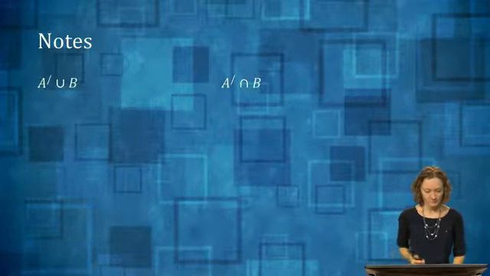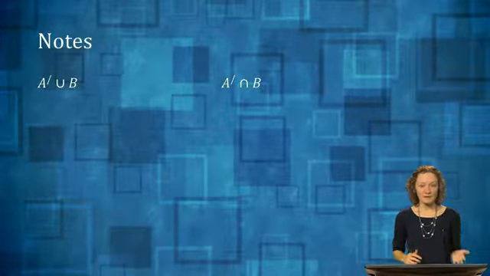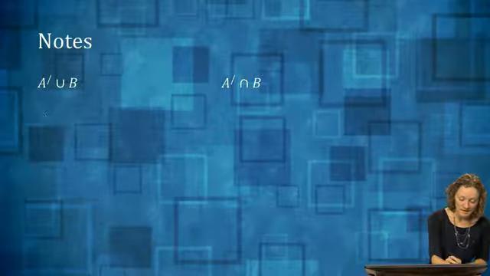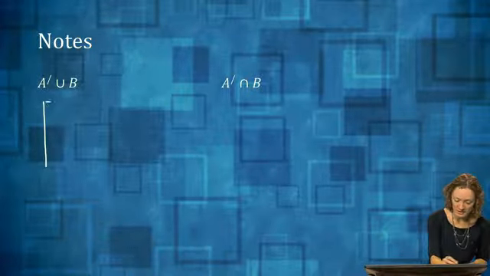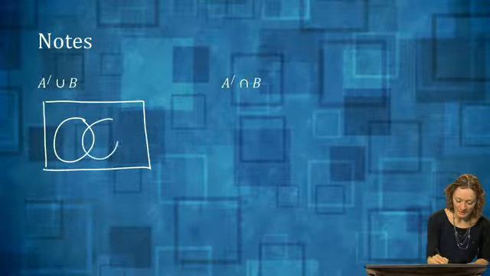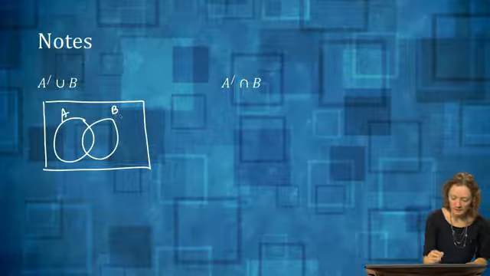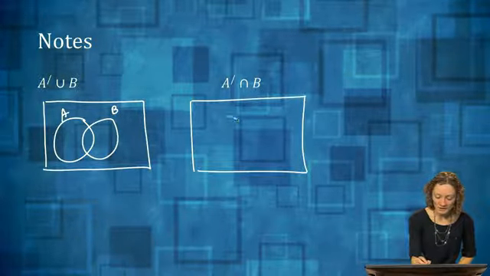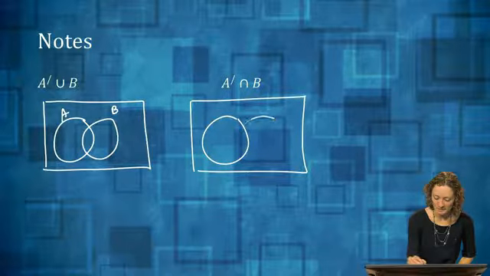And a couple more. What if we had A complement union B? So the union means that everything from both is going to be shaded. So this is my final answer. This will be my final answer. A, B. And I want to compare that to A complement intersect B.